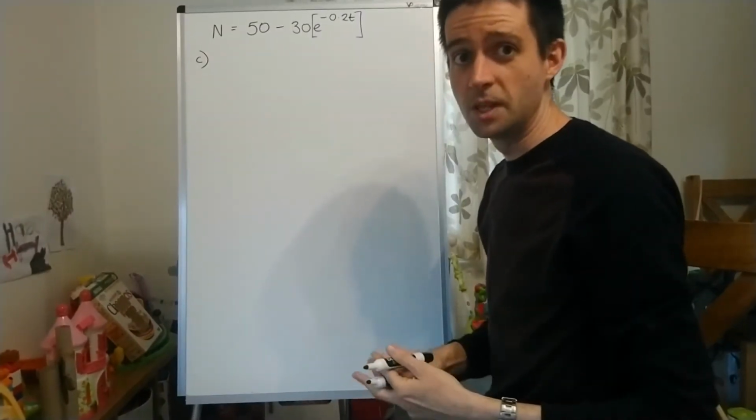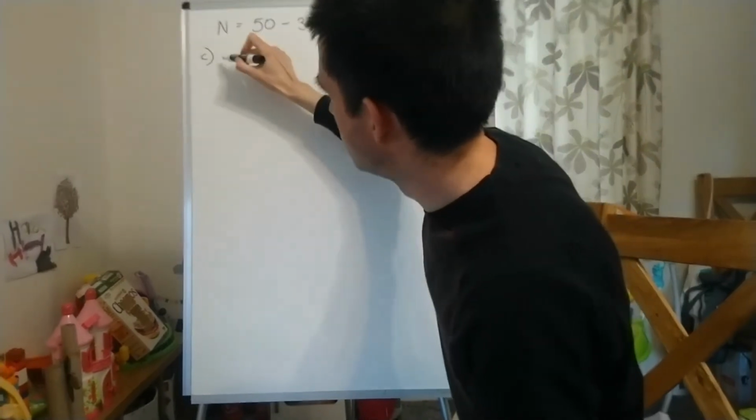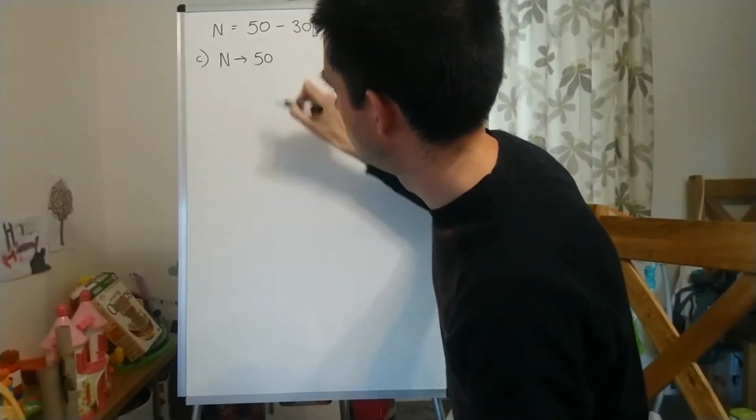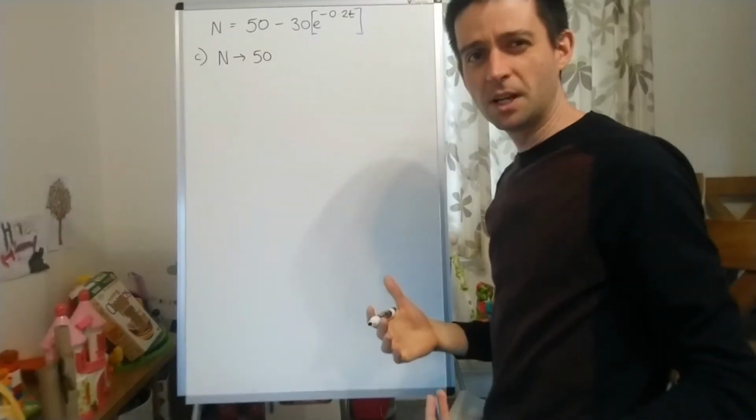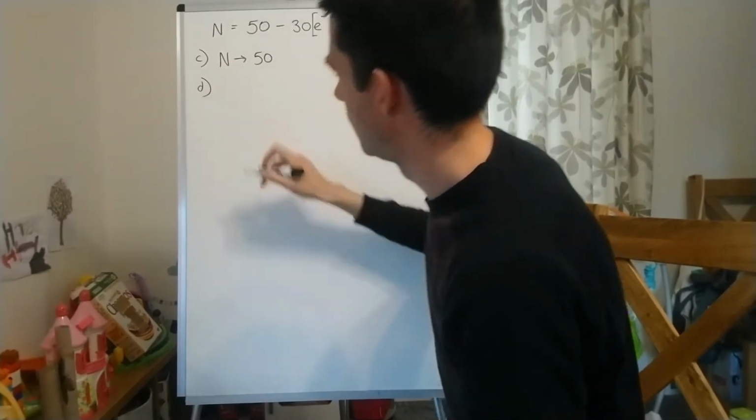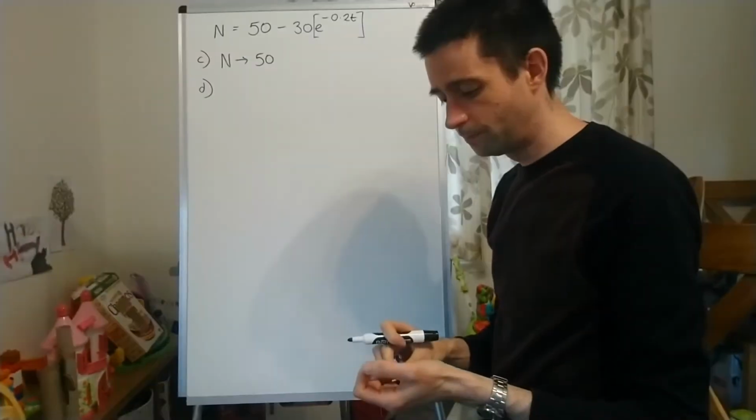So the asymptote of this function is going to be n equals 50. So how we write that is we say that n is tending to 50. And that might be a little bit clearer when we sketch the function in part D. So let's do that now. And again, we're talking about shape, intercept, and asymptote.